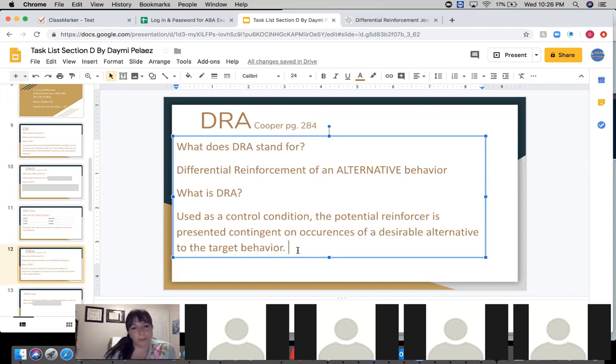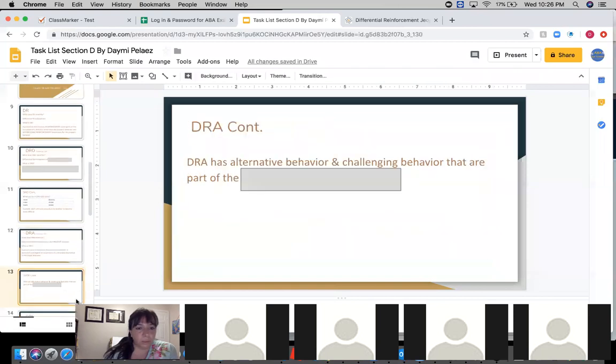Okay. Yeah, perfect. All right, I just noticed that I skipped a slide for DRO, but I'm going to finish DRA and then I'll go back to DRO, okay? There's just one more thing on DRA. So DRA has alternative behavior and challenging behavior that are part of the what? Same response class? Perfect, yes, same response class. Okay, so it's DRA specific, where the challenging behavior is part of the same response class. So that's really important information right here.